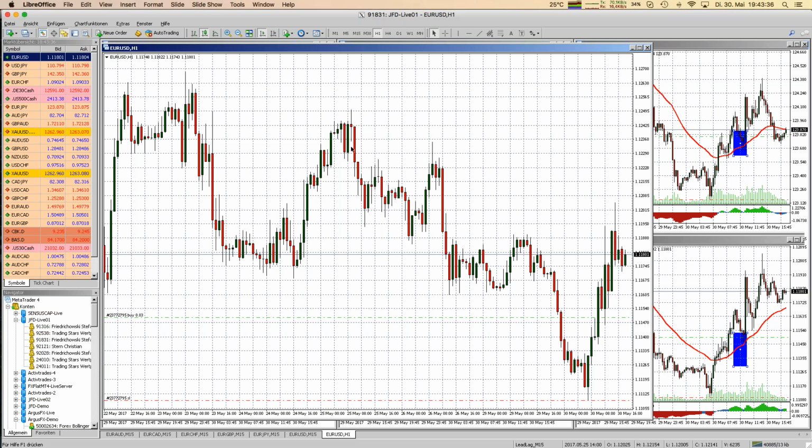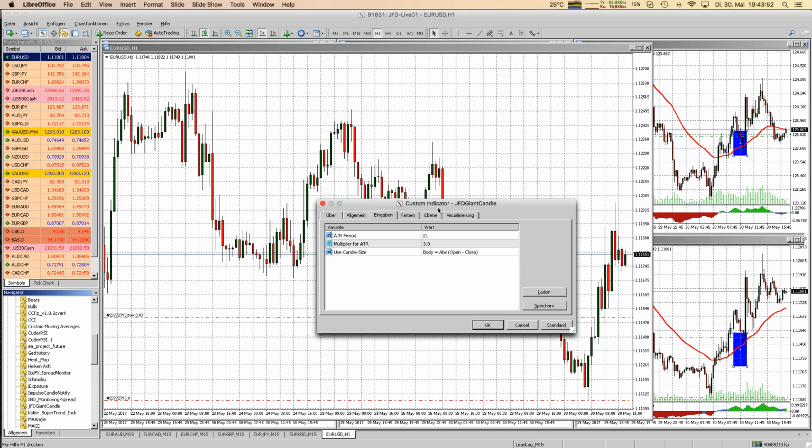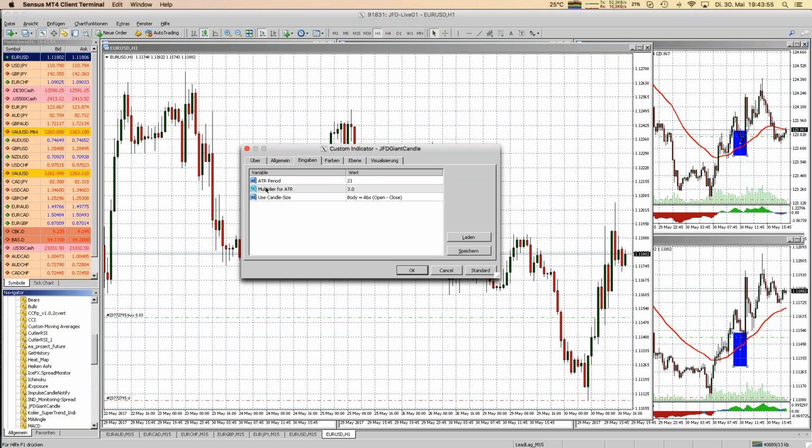But anyhow, we can now do the next step and we can use that indicator. And that indicator is here, JFD giant candles. I simply throw that indicator on my chart. And now I have the choice with a couple of values. So I need an ATR period. Originally that has been done for D1 data. For H1 data, I would increase that number.